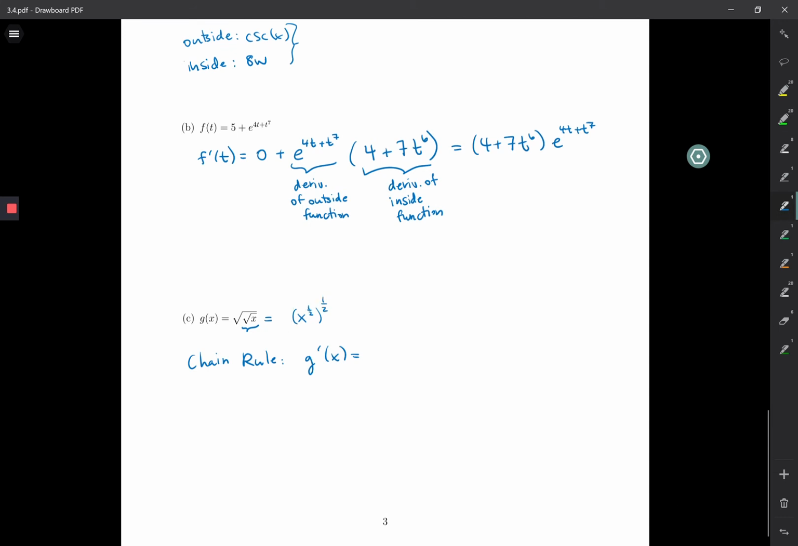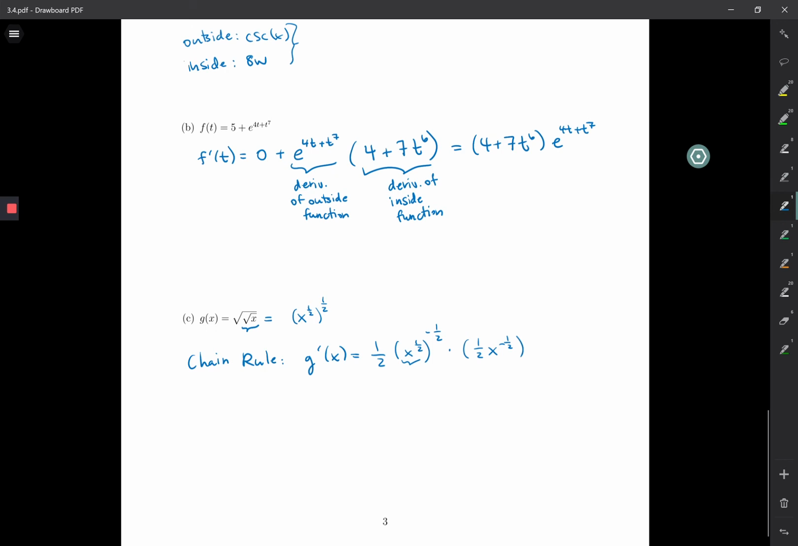Okay, so using the power rule first, on the outside, we get 1/2, x to the 1/2 stays the same, and then it'll be raised to the power 1 minus 1/2, so negative 1/2. And then we multiply that by the derivative of this inside function. So multiply that by 1/2 x to the minus 1/2, right?